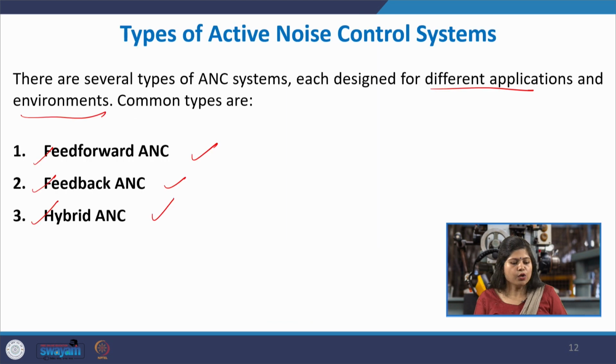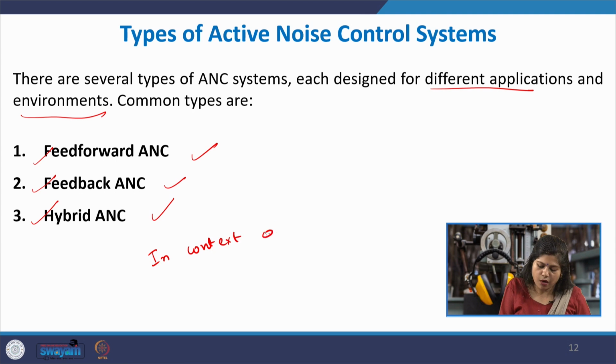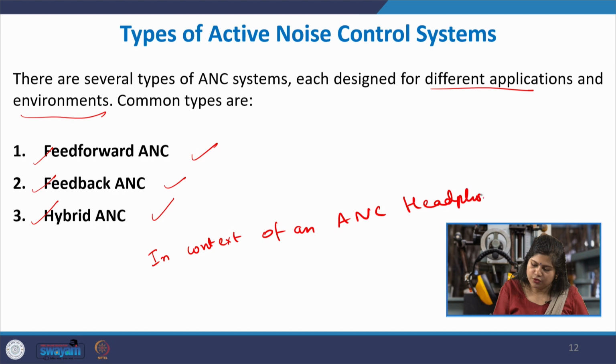Now, I will discuss all of this in the context of an ANC headphone. You have an active noise cancellation headphone, which is quite common these days in the commercial markets. These headphones cancel machinery noise, construction noise, and so on, because you use the headphone for listening to music etc., and you would like to cancel out any other noise. So, you can use these ANC headphones. Let us study these three systems in context of this.